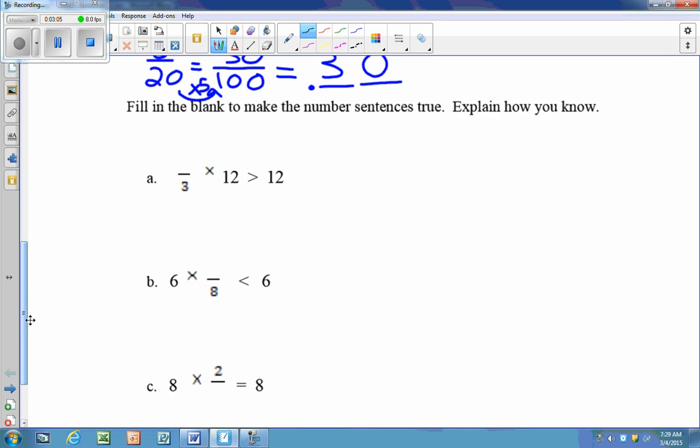Next section, fill in the blank to make the number sentences true and then explain how you know. Well, if I want this side to be greater than the original number, I need an improper fraction. Because if it's greater, I need a bigger number for my scaling factor. So anything from 4/3 up, I can put 4/3, 5/3, 6/3, 7/3, 8/3, none of it matters. Those are all improper, they'll all work.